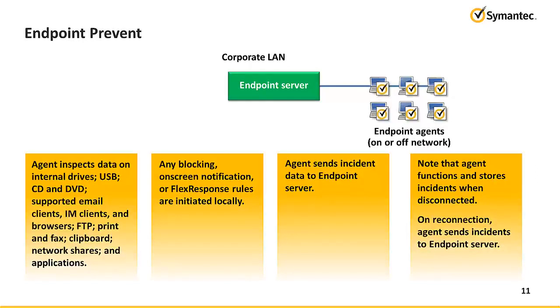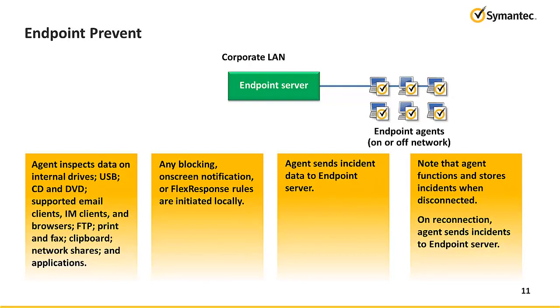Because there are differences in what Endpoint Prevent supports for Windows endpoints versus Mac endpoints, we will discuss the two types of endpoint separately. On Windows endpoints, Endpoint Prevent can monitor, but by design cannot prevent, data from being downloaded to a Windows endpoint hard drive. For all other vectors discussed here, Endpoint Prevent can both monitor and block.